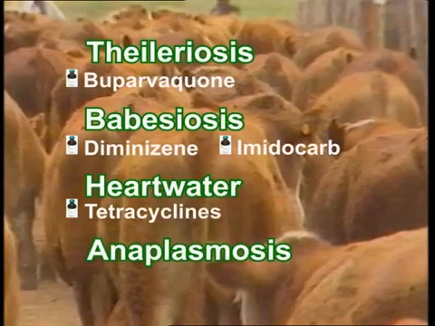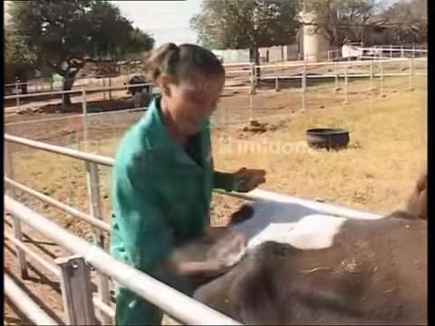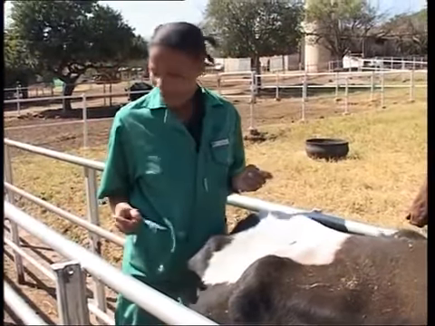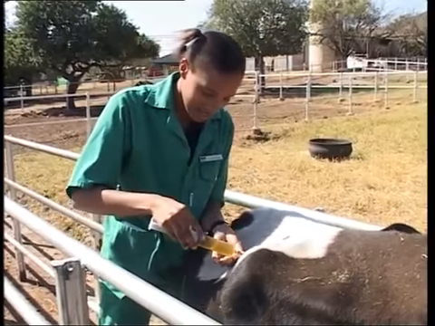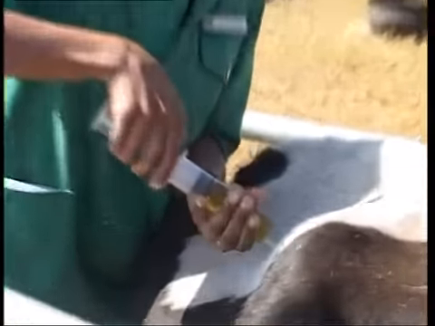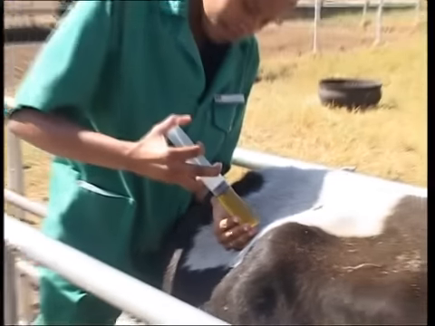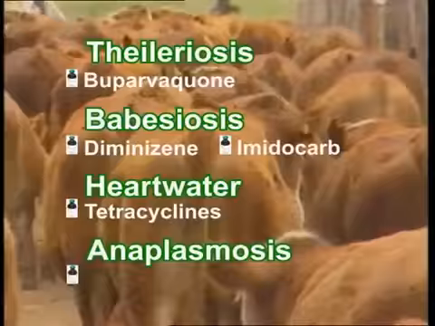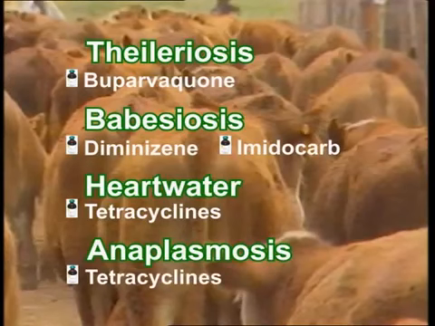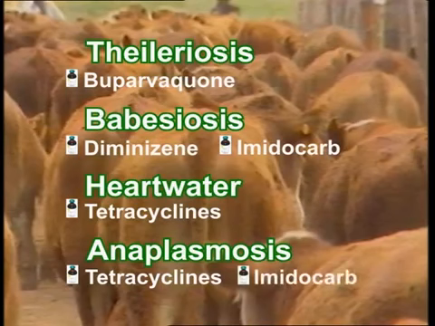Tetracyclines are the most widely used drugs for the treatment of heartwater. Repeated oxytetracycline injections may be used to protect susceptible animals against heartwater when they are introduced into an endemic area, while at the same time allowing them to develop a natural immunity. In many countries, tetracyclines are also the only effective drugs approved for the treatment of anaplasmosis, although imidocarb is also effective at the dosage recommended for the chemoprophylaxis of babesiosis.